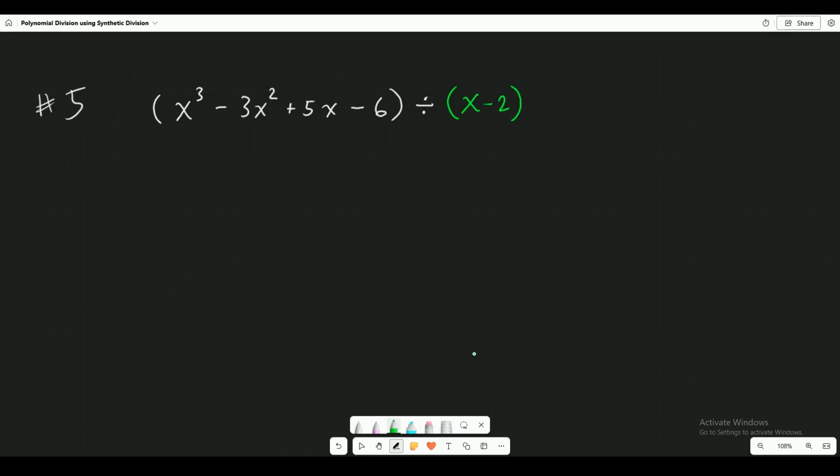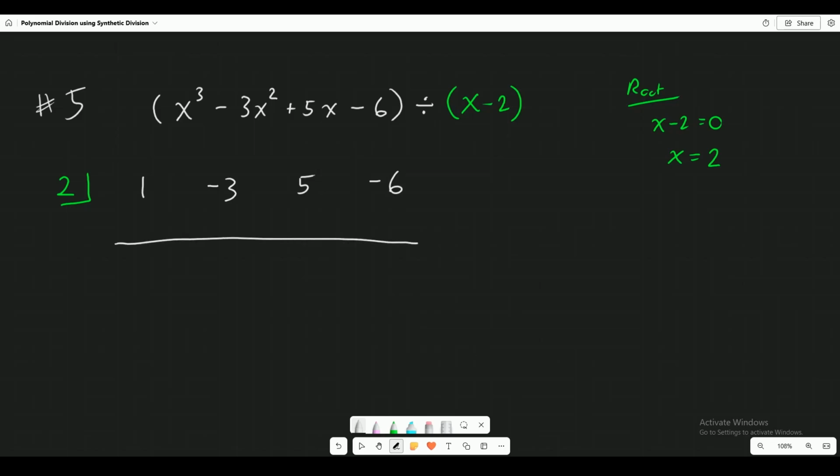First things first, let me check for any missing terms. 3, 2, 1, 0, we're good. Now let me find my root. x minus 2 is equal to 0. x is equal to 2. So we're going to put a 2 in the box right here. And now let's get our coefficients. 1, negative 3, 5, and negative 6. Cool. Drop down the 1.